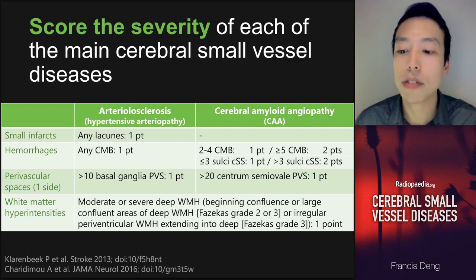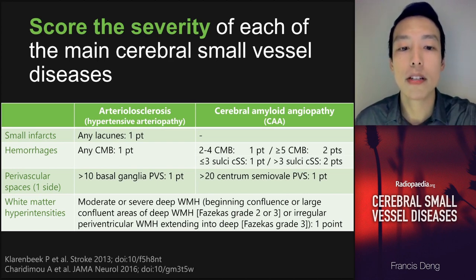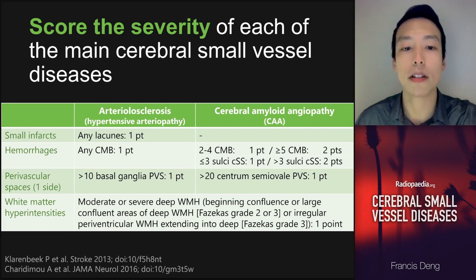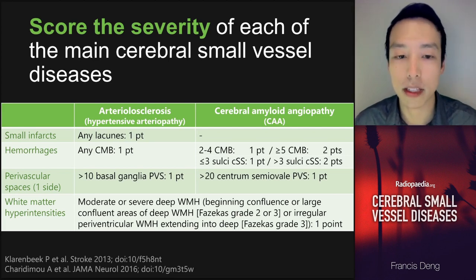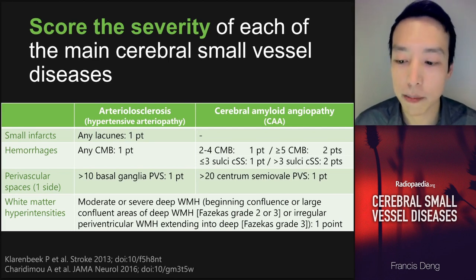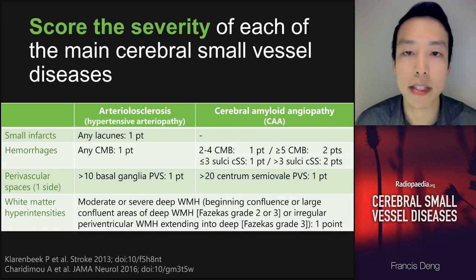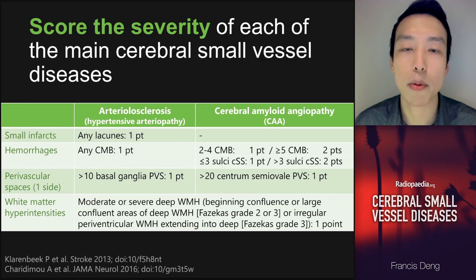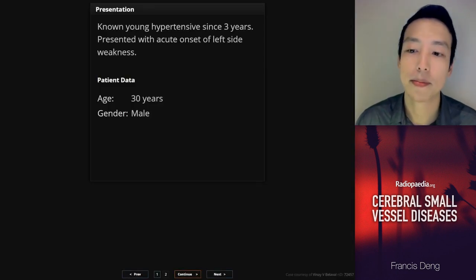You get a point if you have more than 20 perivascular spaces visible in the centrum semiovale. So keep that number in mind when you eyeball somebody's T2 weighted imaging on brain MRI. Does this person have a lot or a little dilated perivascular spaces? Do you think there are more than 20, or are there only a few here and there? And then finally, also in the CAA severity scale are the moderate and severe deep white matter hyperintensities. So that's a feature of both.